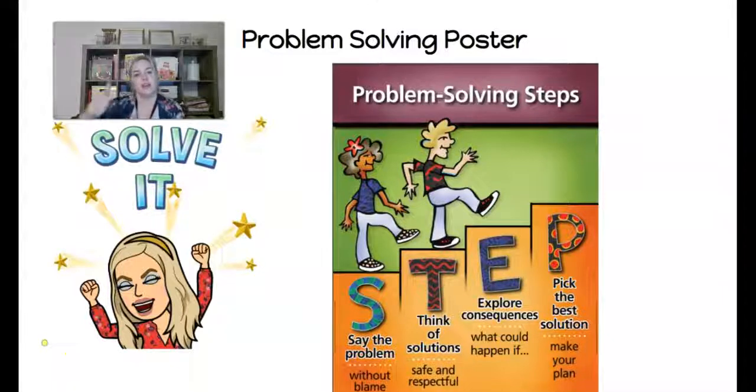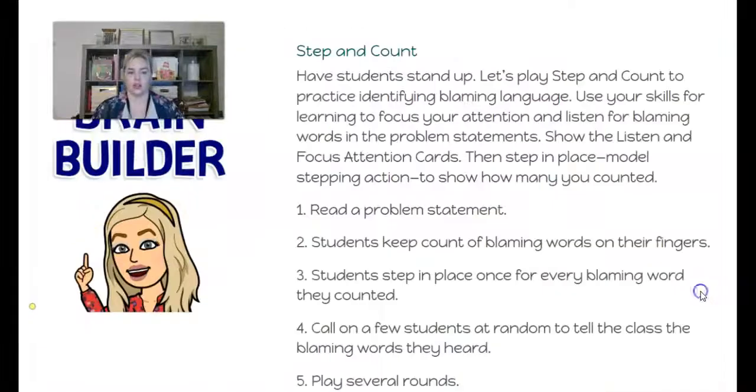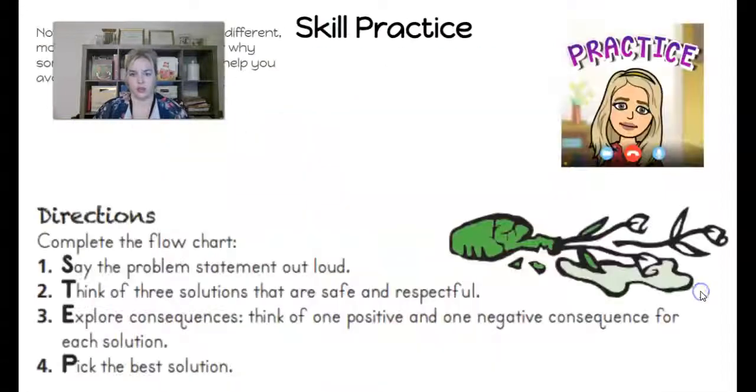Okay, so give me a thumbs up if they picked the same solution that you thought they would. Good job. So they used the problem solving steps poster, and using STEP, Leo and Travis solved their problem. Now they can both enjoy the swing the way they like best at recess. So remember to follow these steps, guys. And I know that you all could use this. I think it would be super helpful.